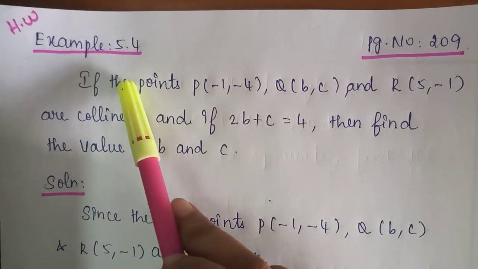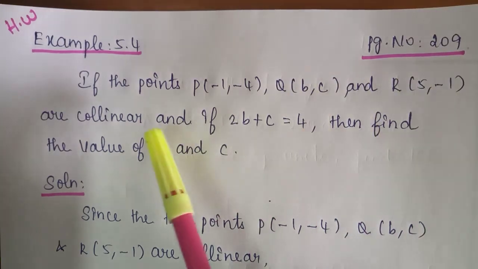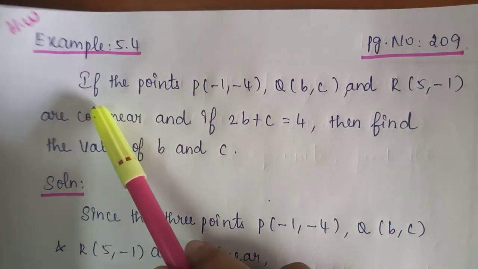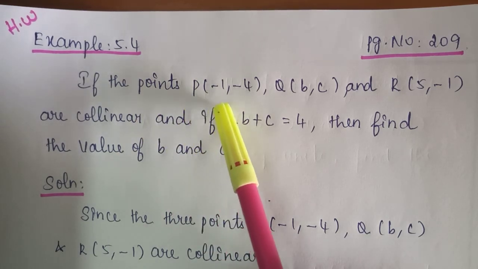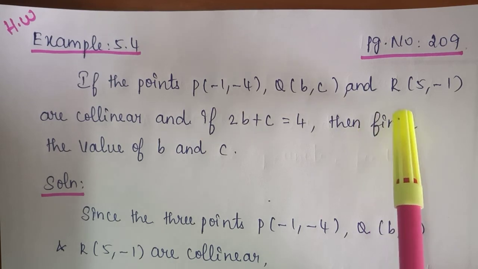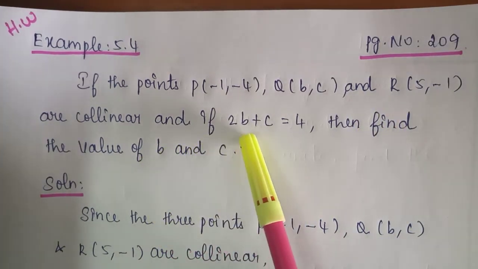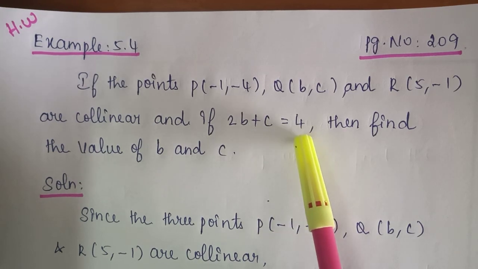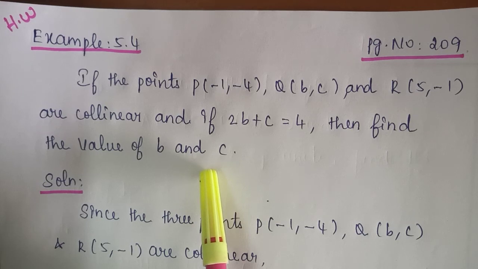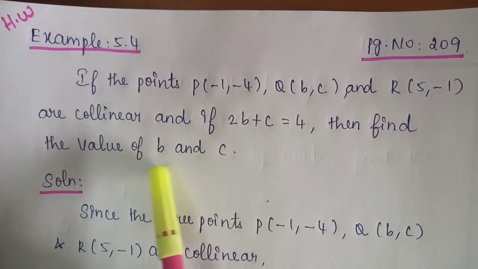Next, example 5.4 is your homework problem, which is on page number 209. Same model like example 5.3. If the points P of minus 1 comma minus 4, Q of b comma c and R of 5 comma minus 1 are collinear, and if 2b plus c is equal to 4, then find the value of b and c. In the previous problem we found the value of k. Here we are going to find the value of b and c.